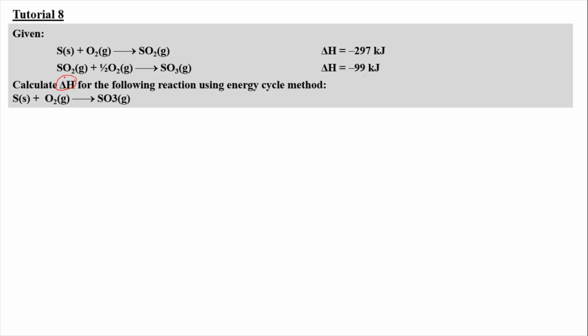So we need to find the delta H for sulfur solid reacting with oxygen gas in order to produce SO3. And we have to do that using the energy cycle method, where we cannot use the algebraic method. Okay, so we have to do the energy cycle. All right, so this is our target equation. Sulfur reacting with oxygen gas produces SO3, and we need to find the delta H here, which we don't know.